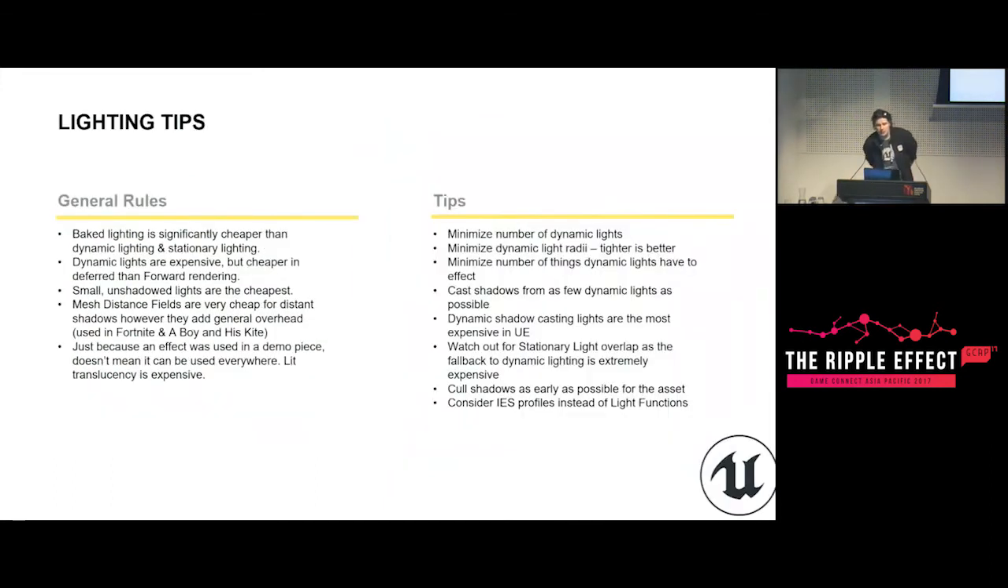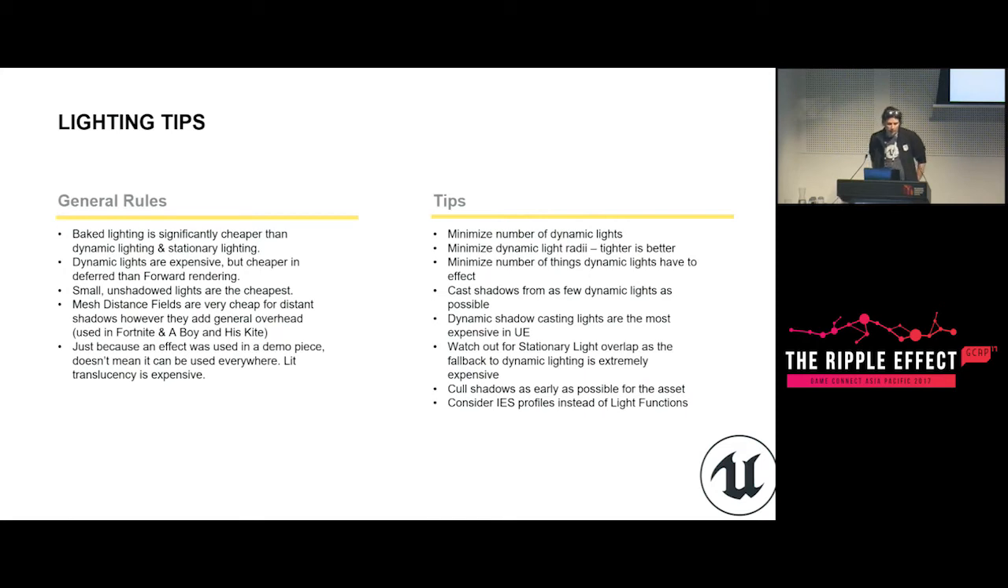Just general lighting tips are, again, baked lighting is significantly cheaper than dynamic lighting and stationary lighting. Dynamic lights are expensive, but cheaper in deferred than forward rendering. I'll cover that a bit more in just a bit. Wherever possible, if you've got a small unshadowed light, it's basically the pinnacle of light optimization.